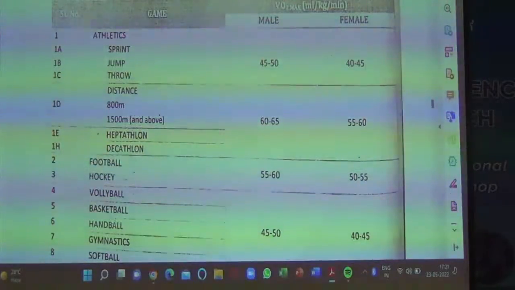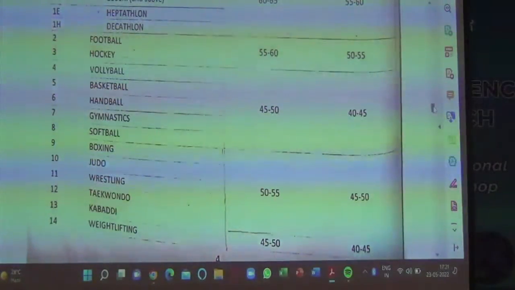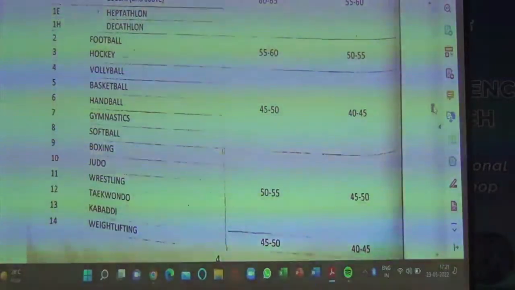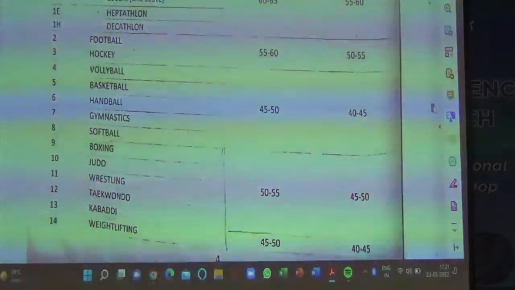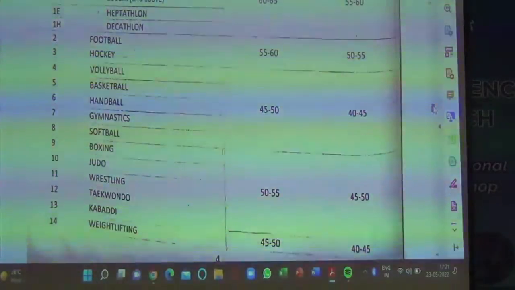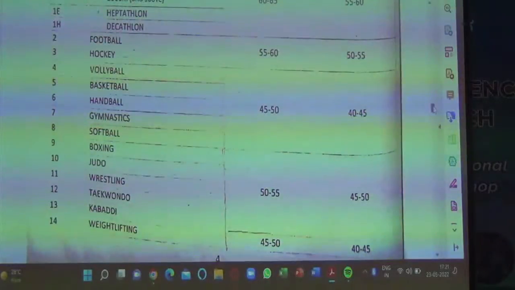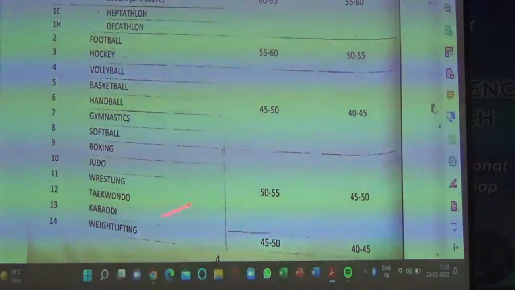In this table, this is normative data for athletics, basketball, gymnastics. Ideally, you can follow this. For better results, I will always recommend reading various articles across the world and collecting the information, a literature review. Then you go for it. So this is the ideal range, mostly.